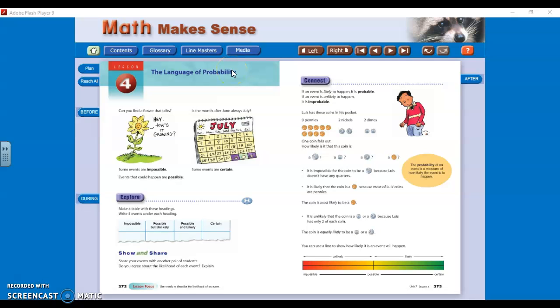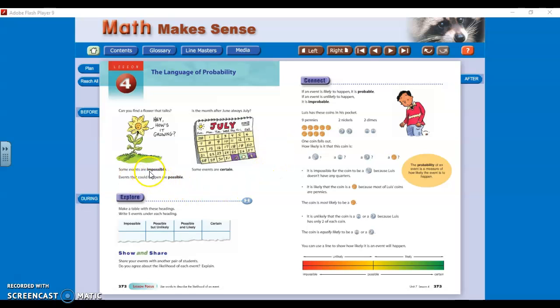Today we're going to learn the language of probability. Every time you spin a spinner, roll a dice, or play a game of cards, they're all games of chance. You don't know what's going to happen next. You might roll a 6 or you might roll a 3. Today we are going to focus on learning 5 words.